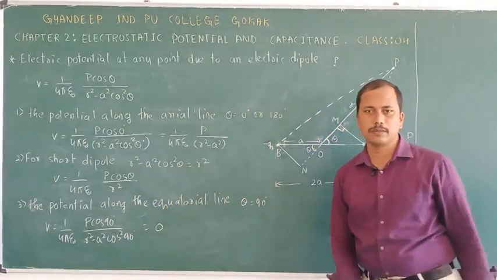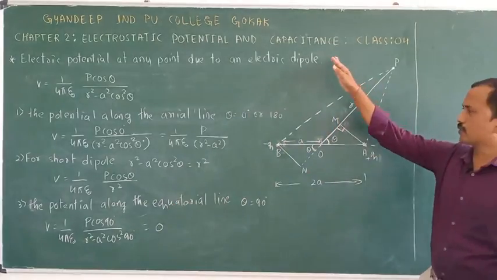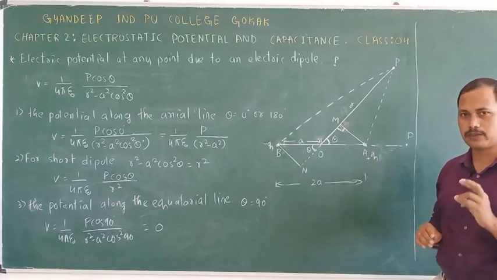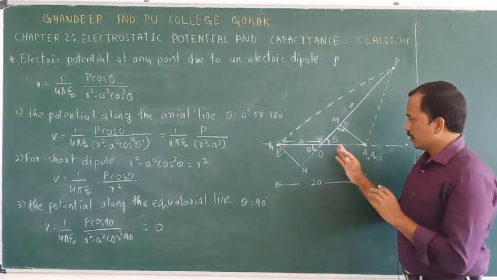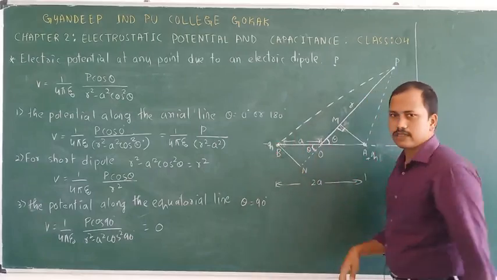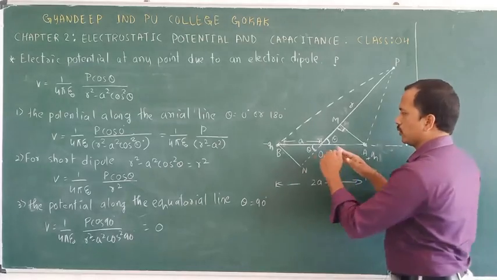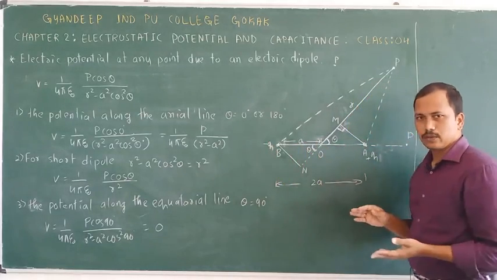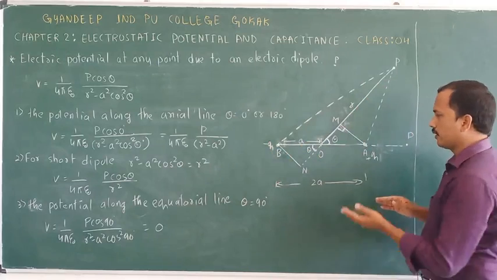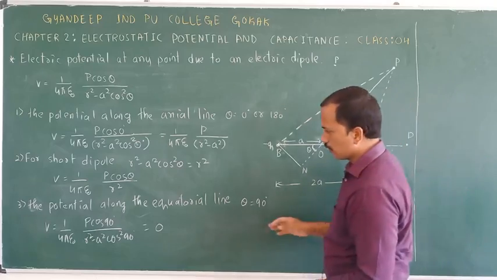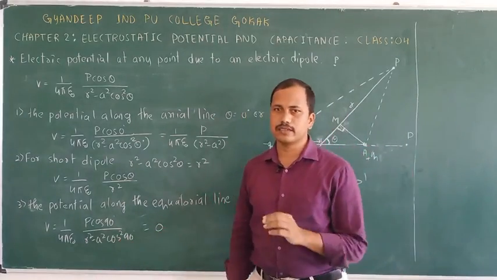These are very important conditions, because the only thing you have to remember is that along the equatorial line, the potential is 0. One is the potential due to the positive charge, which is plus V, and the other is due to the negative charge, which is minus V. So the difference will be 0. Therefore, the potential along the equatorial line is 0.